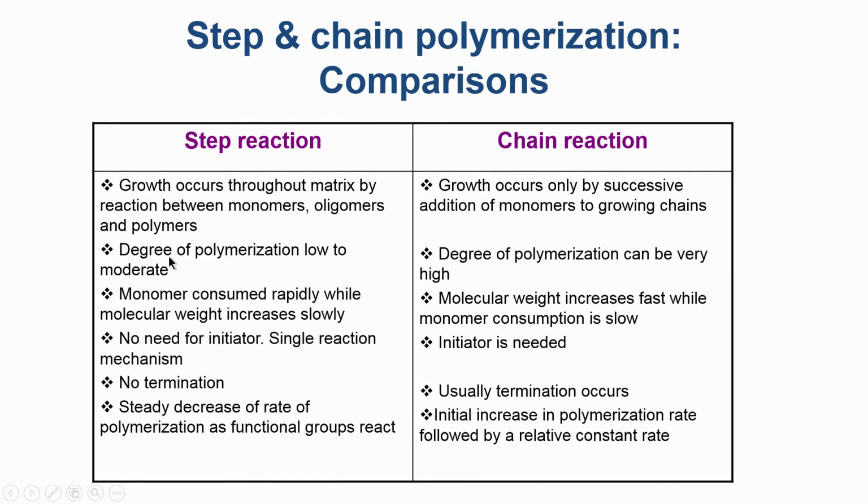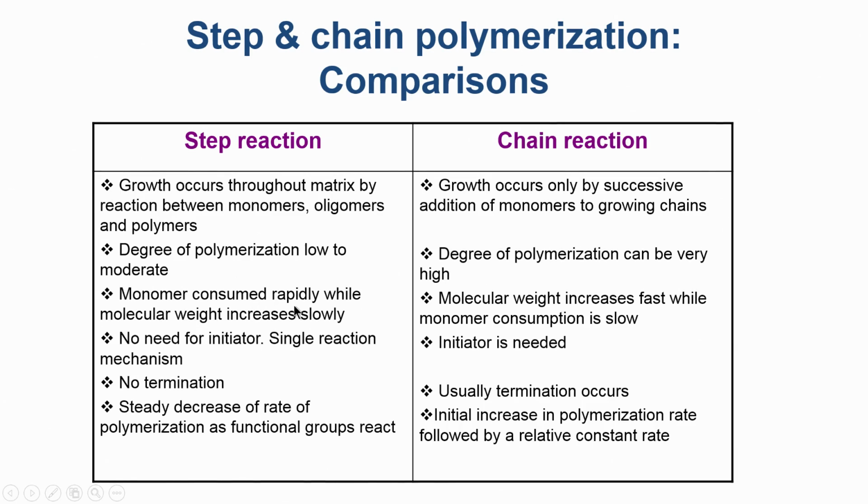Degree of polymerization typically obtained with the step reaction is low, and what I mean by that is it is difficult to get long polymers through step reaction, but with the chain reaction the degree of polymerization can be very high because you can add a very small amount of initiator, and the reaction will continue to go on till all the monomer has been consumed.